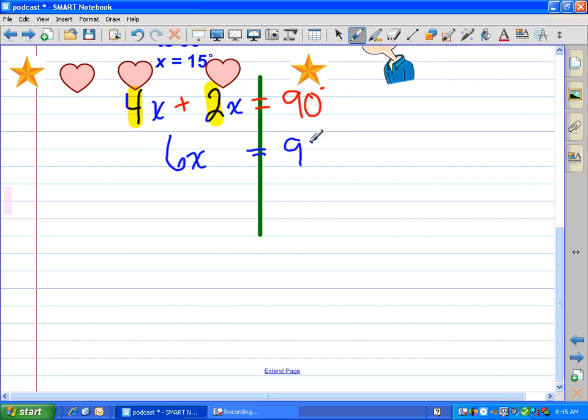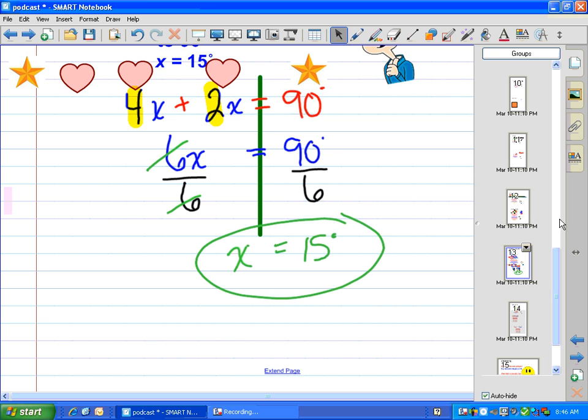6x equals 90 degrees. The inverse of multiplication. Good job. Divide both sides by your coefficient. Good job. 90 divided by 6 should give me 15. So x equals 15 degrees.